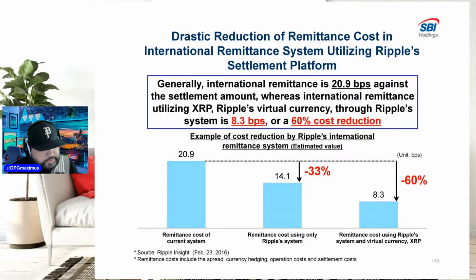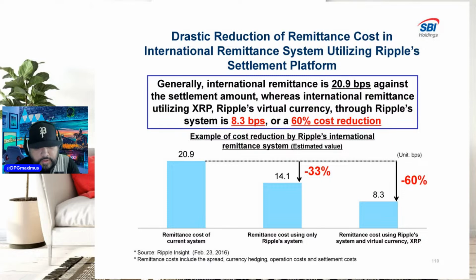All right, so here it is. We have this that you see right here, and it says drastic reduction of remittance cost in international remittance system utilizing Ripple's settlement platform. Generally, international remittance is 20.9 BPS against the settlement amount, whereas international remittance utilizing XRP Ripple virtual currency through Ripple's system is 8.3 BPS, or a 60% cost reduction.